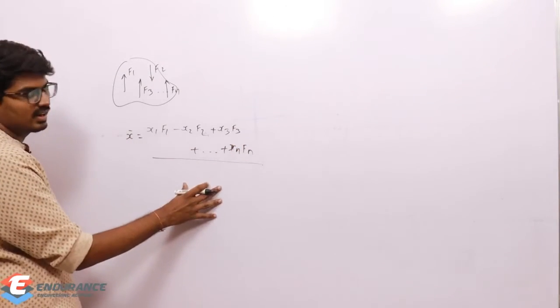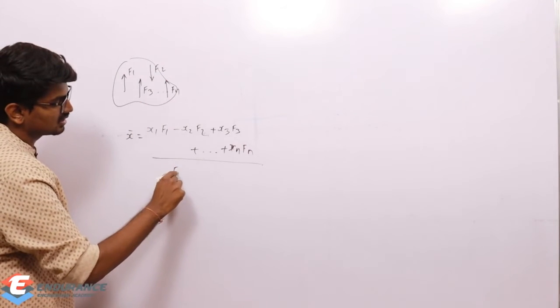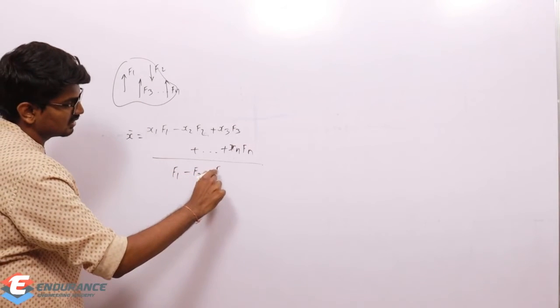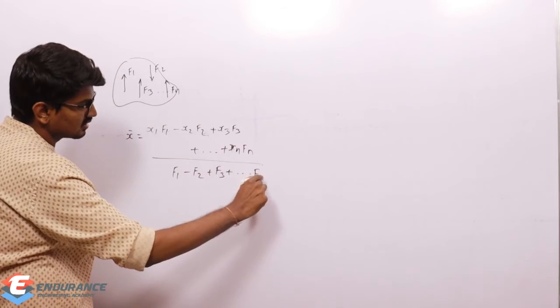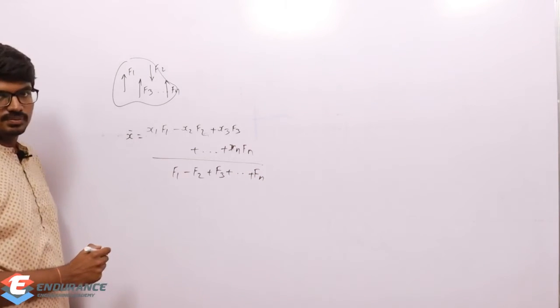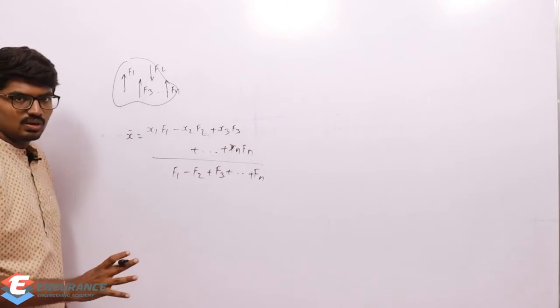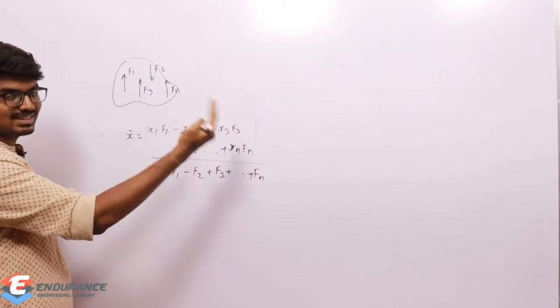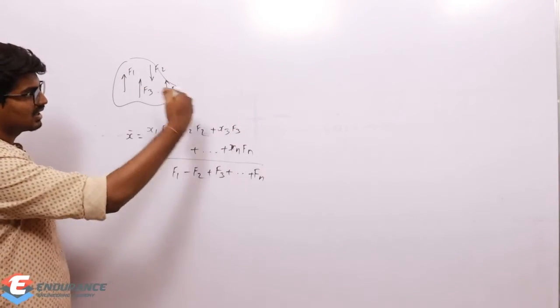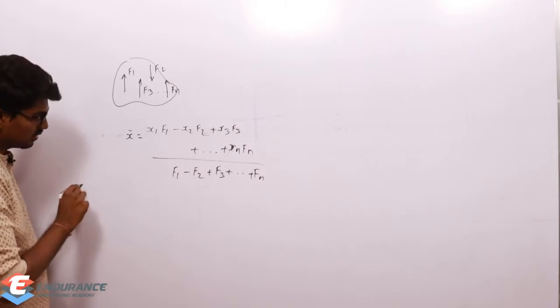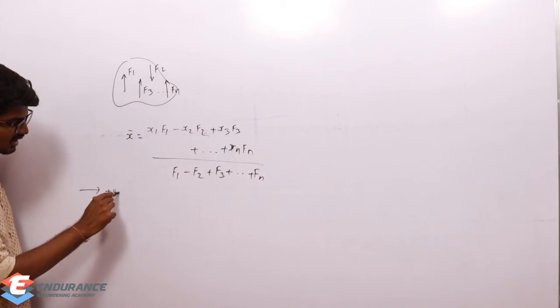And similarly in the denominator also, if the force is acting downwards, it should be negative. Okay, similarly for y also. Okay, so if it is acting right side, you take it as positive. If the forces are acting left side, you take it as negative. Okay, for y, if it is right side, you take it as positive.